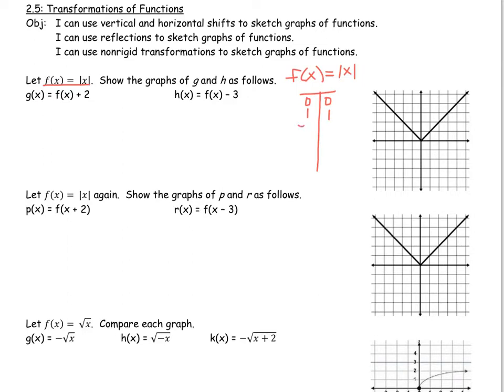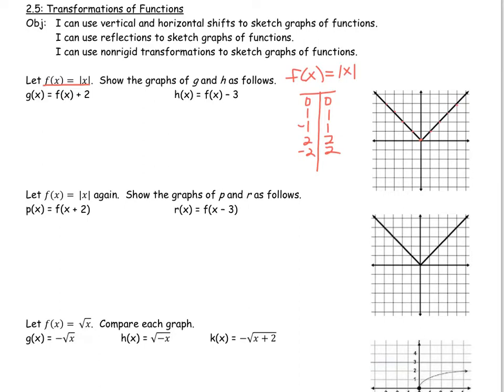But when we plug in -1, the absolute value of -1 is 1. If you plug in 2, the absolute value is 2. If you plug in -2, again, absolute value is positive. So that's where all of these points are coming from, on the right side and over here on the left side. Absolute value is always positive, so notice all of our outputs are above the x-axis.